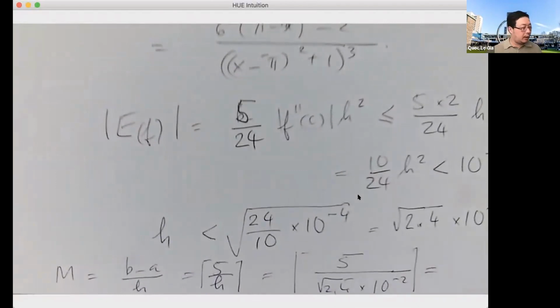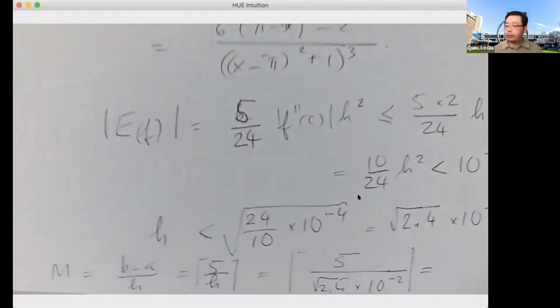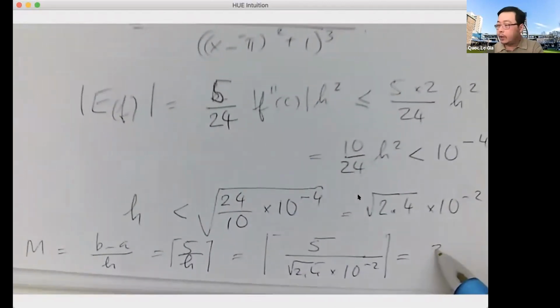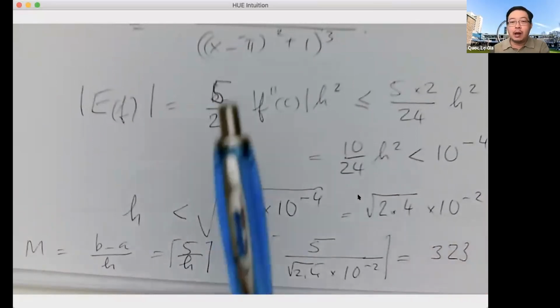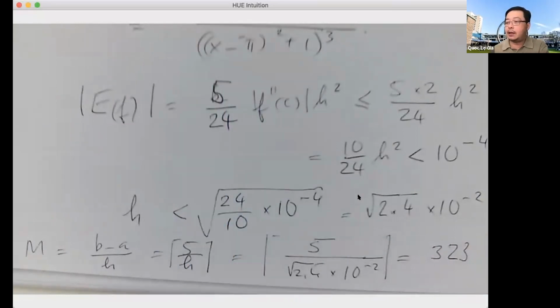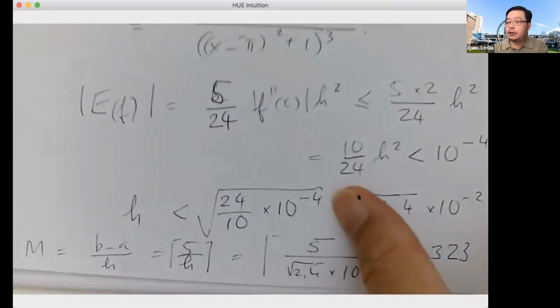Then you get 323. Okay, so you need to divide it into 323 subintervals in order to get that small value of error. Okay, so you can do the same for other functions. So it just becomes a matter of how you find the maximal value of the second derivative.